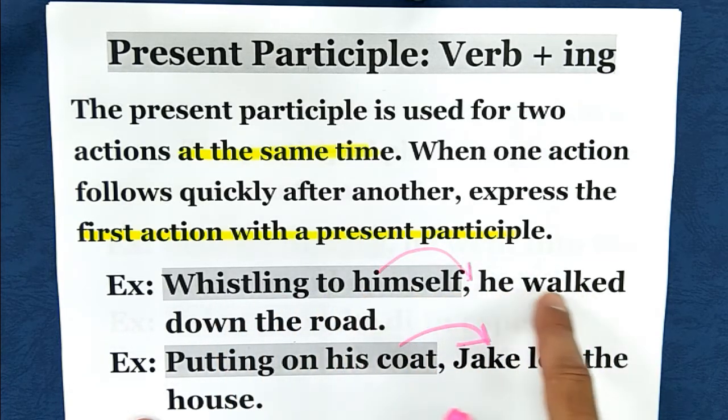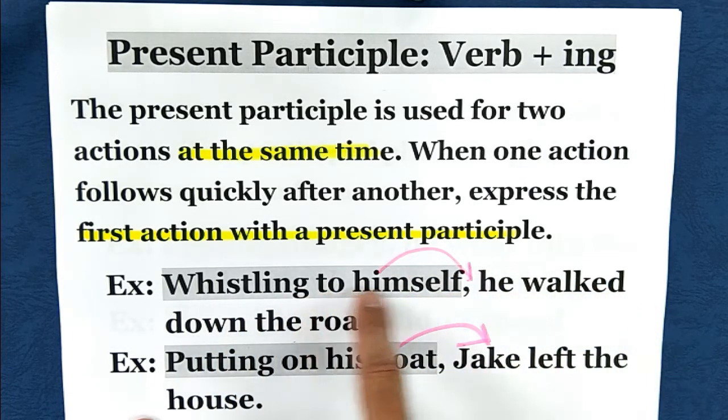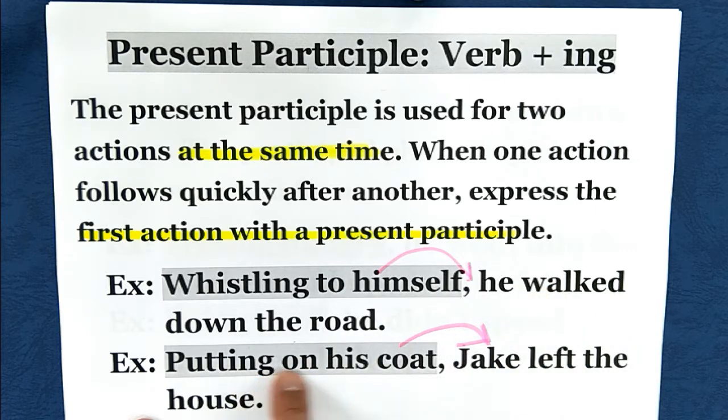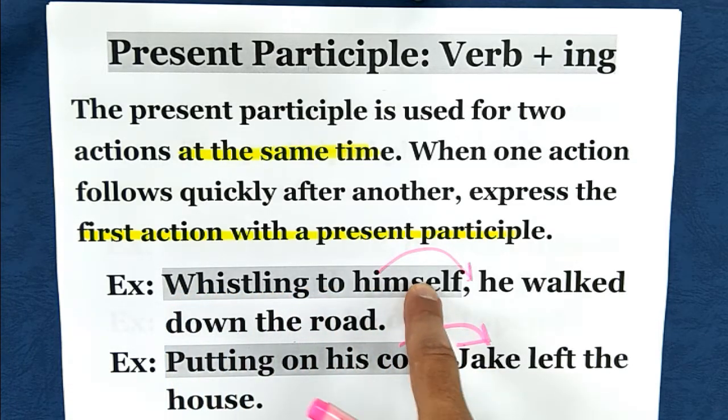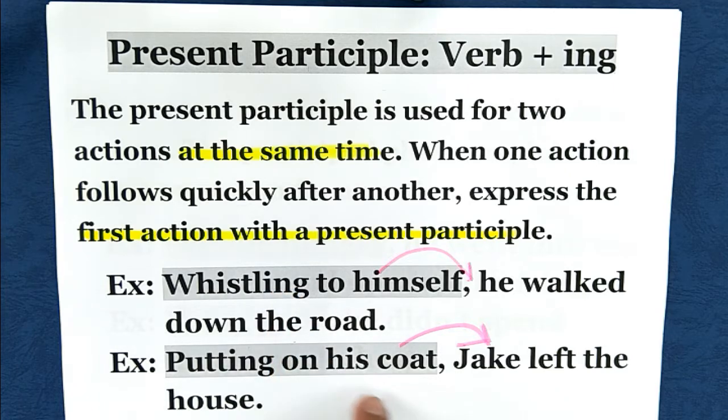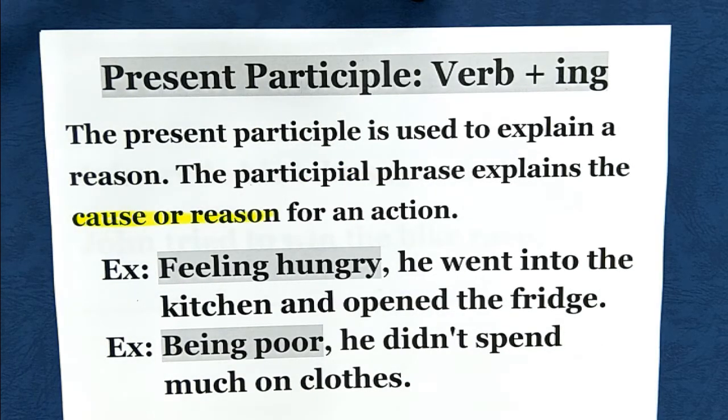Whistling to himself, walking down the road, the same time. Putting on his coat first, and then quickly leaving the house. All right? Again, this is a present participle phrase, verb ing. Notice the present participle phrase is now in front of the subject. Okay, now look at the third way we can use present participle phrase.